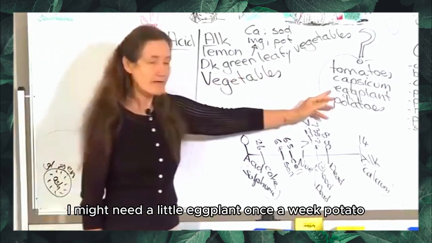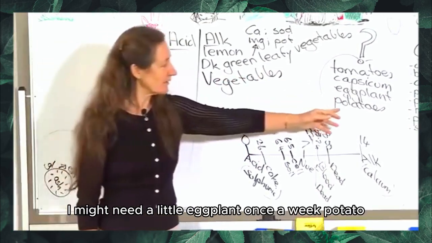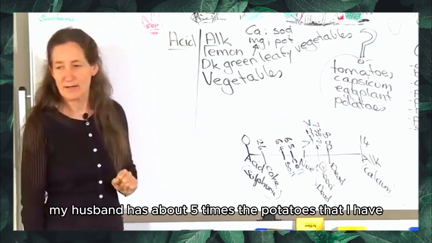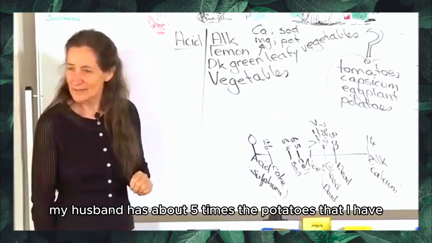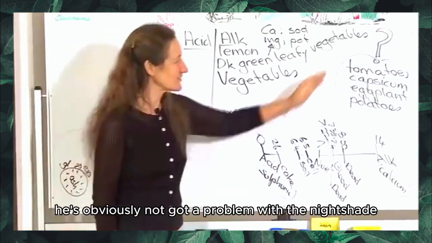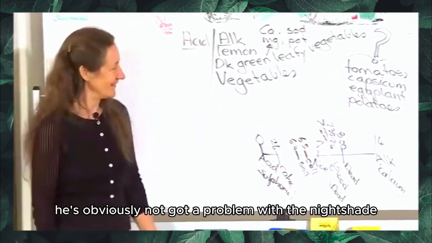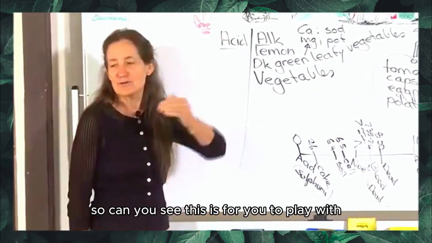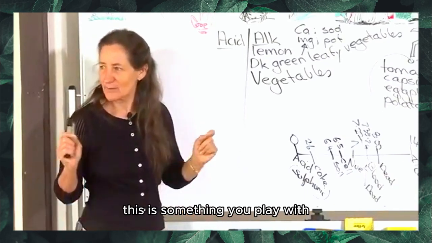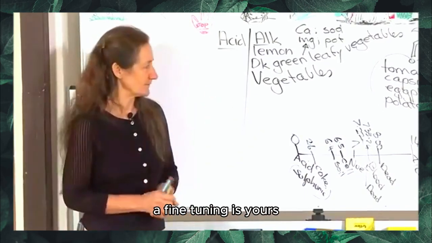Eggplant. Myself, I might eat a little eggplant once a week. Potato, I have a little potato most days. My husband has about 5 times the potatoes that I have. He's obviously not got a problem with the nightshade. So can you see, this is for you to play with. This is something you play with. The fine tuning is yours.